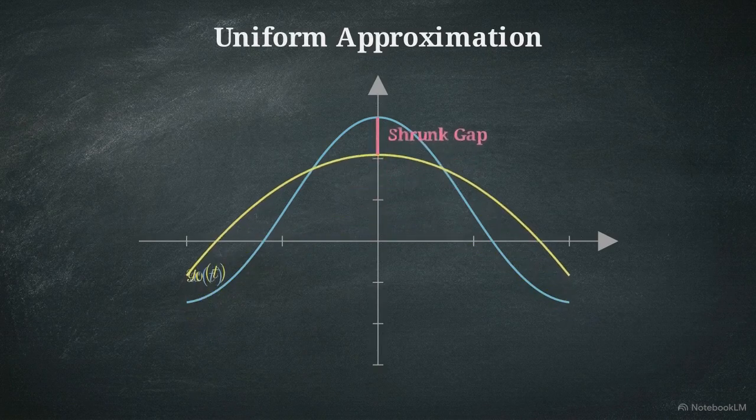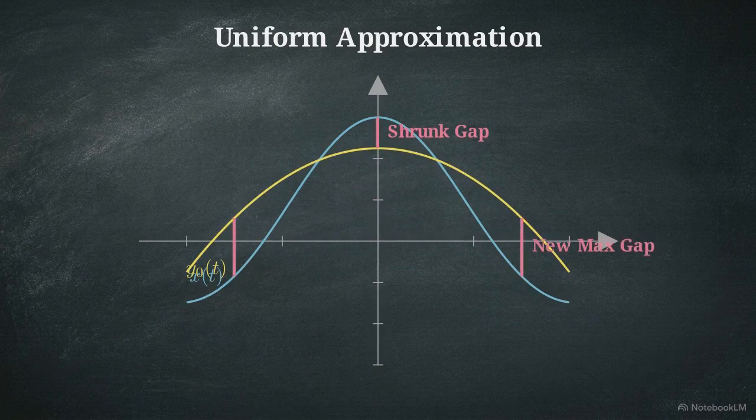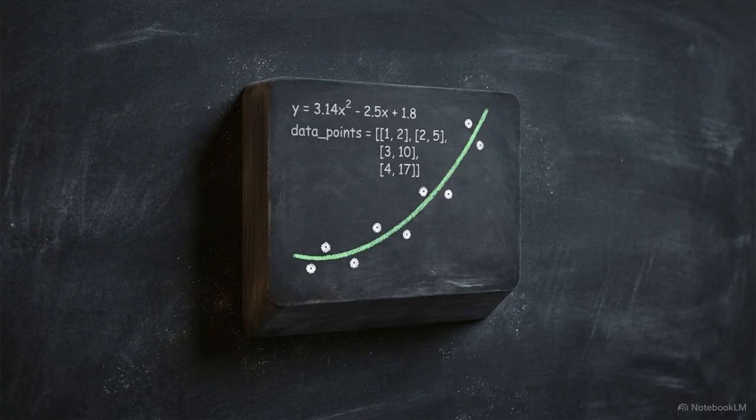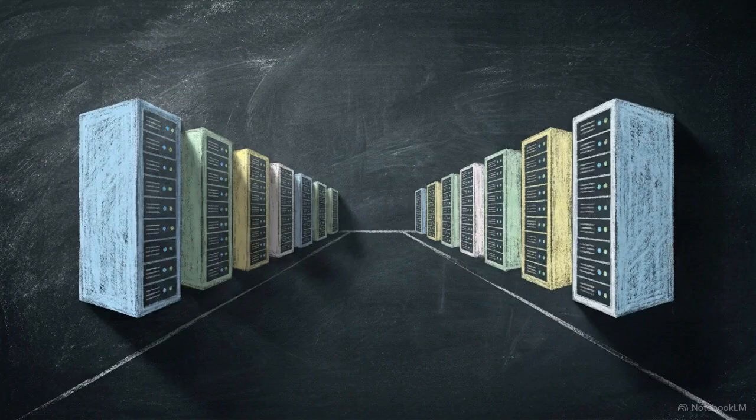Since polynomials form a finite-dimensional subspace, a polynomial exists that minimizes this maximum gap. We can confidently write algorithms to find this polynomial. Knowing the solution exists means resources spent on curve fitting will converge on a reliable answer.